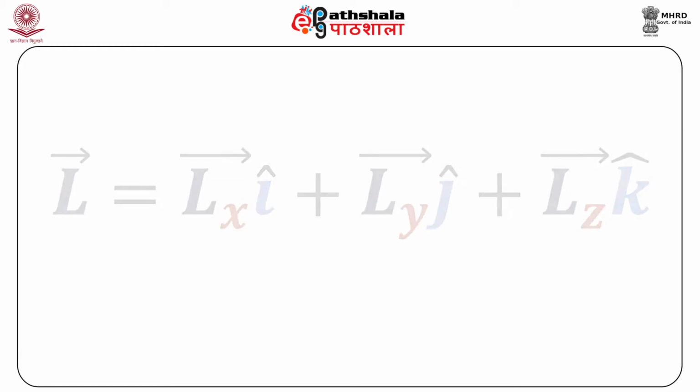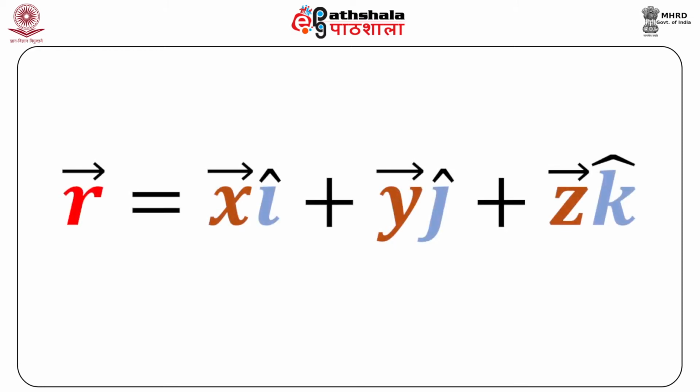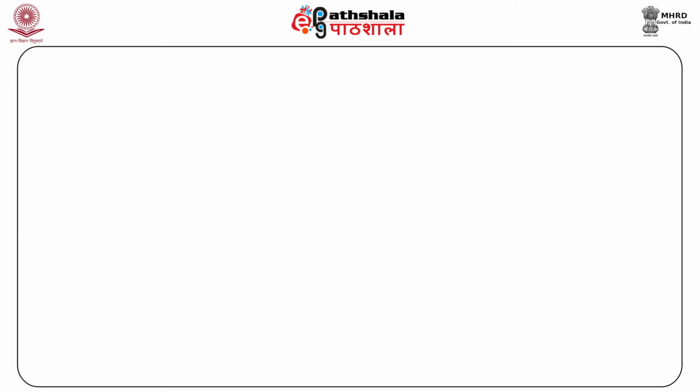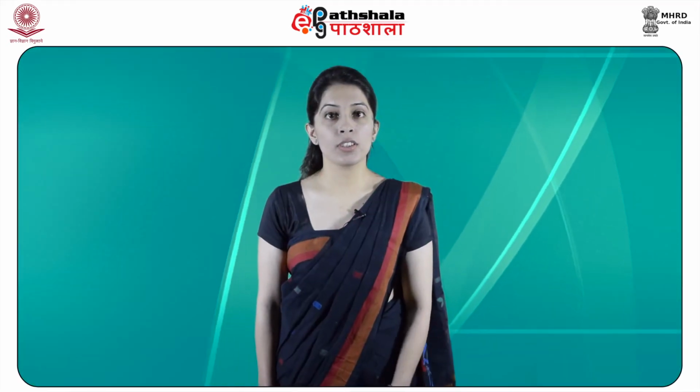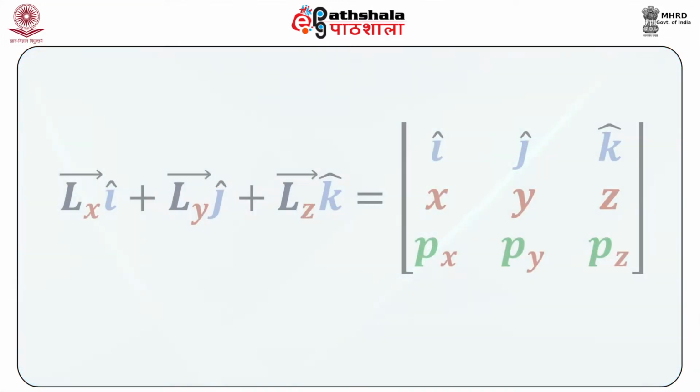Likewise, the position vector r can be expressed as xi plus yj plus zk, where x, y, z are the position components in the respective directions. And similarly, linear momentum can be expressed as pxi plus pyj plus pzk. Taking into consideration the Cartesian coordinates, the cross product of position vector and linear momentum gives the angular momentum vector, which is expressed in terms of a 3 by 3 determinant.